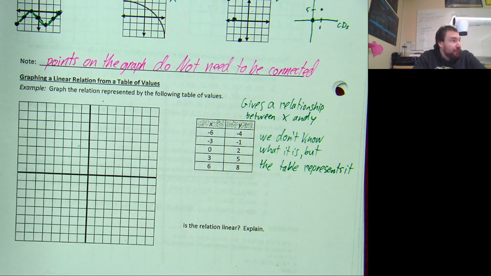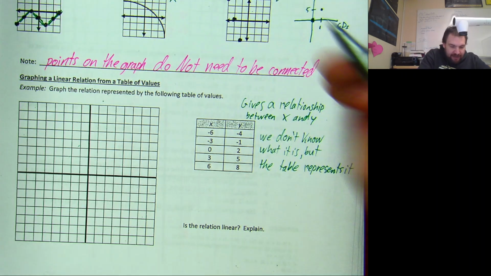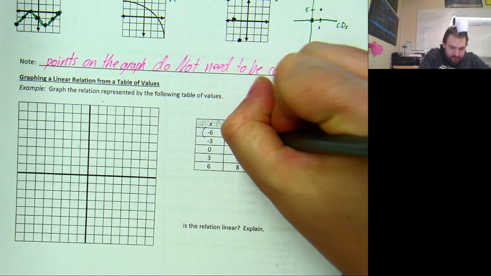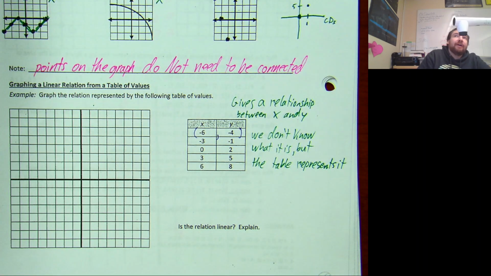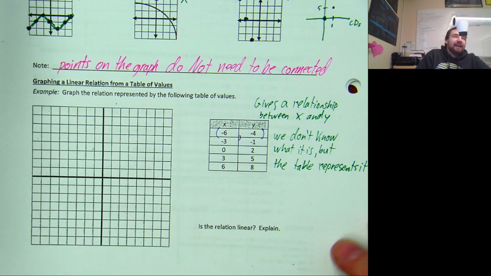is linear, we're going to graph it, and we're going to treat these things like an ordered pair, like we did yesterday. So when I've got my x here and my y here, I could just view this as that ordered pair, -6, -4, and I'm going to throw that down on my graph.